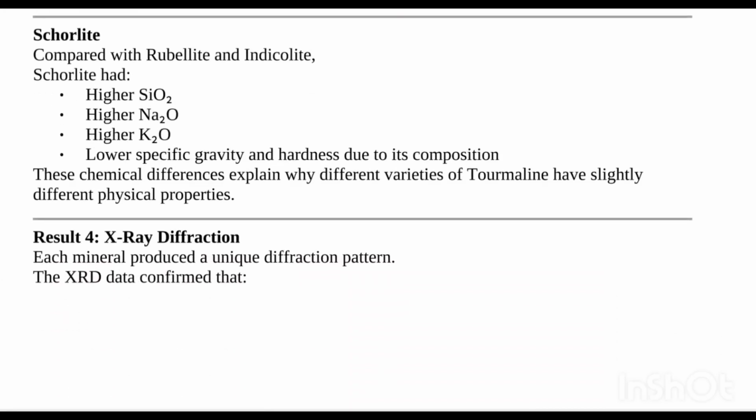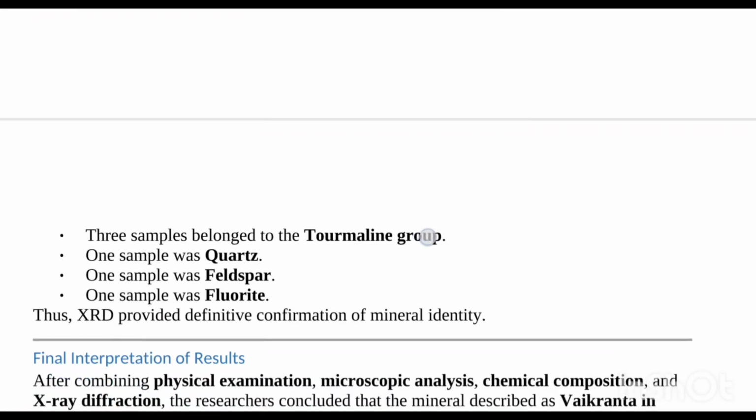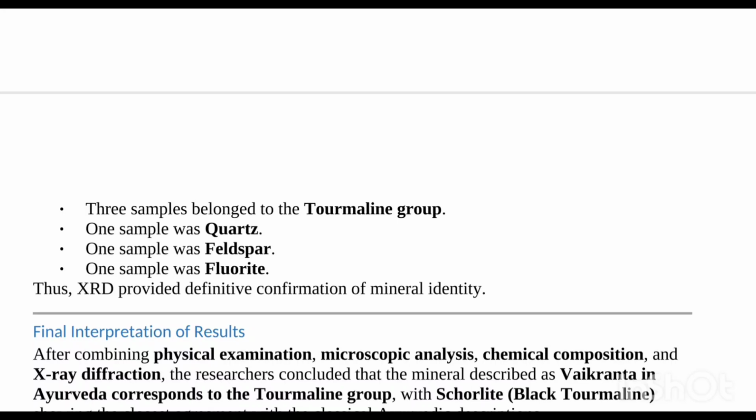Schorlite, compared with rubellite and indicolite, had higher SiO2, higher Na2O and higher K2O, and lower specific gravity and hardness due to its composition. These chemical differences explain why different varieties of tourmaline have slightly different physical properties. The fourth result, XRD, shows a unique diffraction pattern. The data confirms that 3 samples belong to the tourmaline group, 1 sample was quartz, 1 sample was feldspar and 1 sample was fluorite.